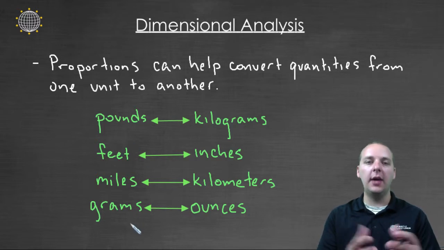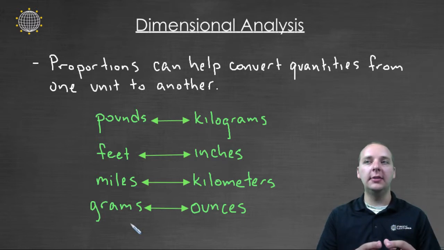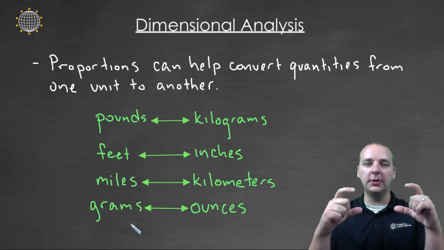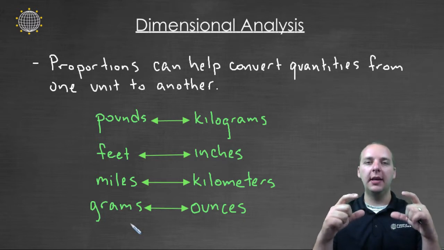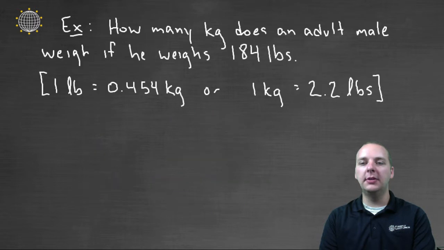And so basically what happens is they'll provide you with, for example, how many pounds are in a kilogram, and then they'll ask you how many pounds are in 7 kilograms or something. So what you'll have to do is set up a proportion with a variable in it and solve for that variable, which will be the number of pounds that are in 7 kilograms or something. So let's work through a couple examples and see if we can wrap our minds around dimensional analysis.